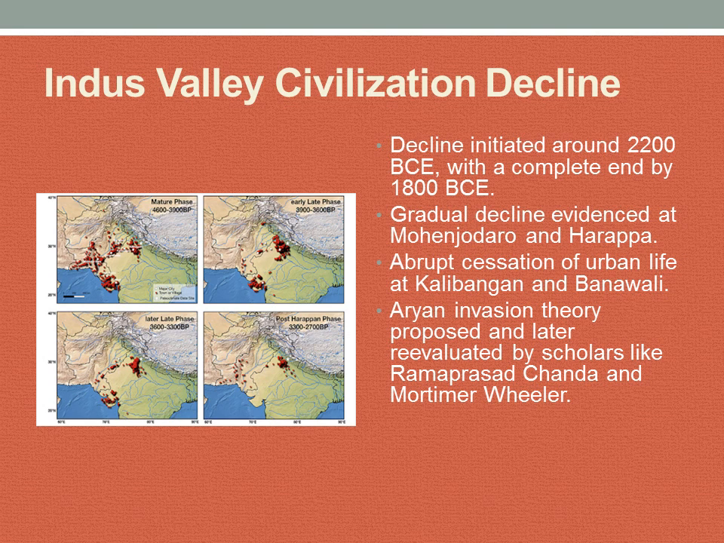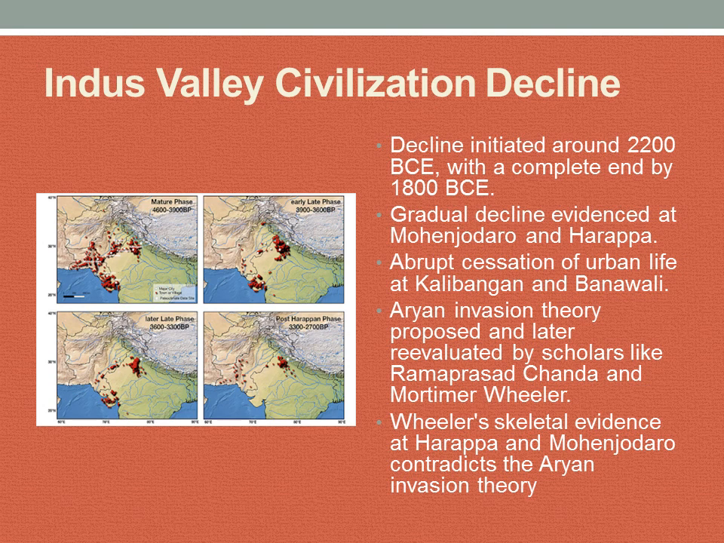Aryan invasion theory was proposed and later re-evaluated by scholars like Ramaprasad Chanda and Mortimer Wheeler. Many people in the early days considered the Aryan invasion to be the cause of decline of Indus Valley civilization, and famous among them were Mortimer Wheeler and Ramaprasad Chanda. Wheeler's skeletal evidence at Harappa and Mohenjo-daro contradicts the Aryan invasion theory. When Mortimer Wheeler found the skeletal evidence in Mohenjo-daro and Harappa, the theory suggesting that the Indus Valley civilization declined because of Aryan invasion was contradicted.